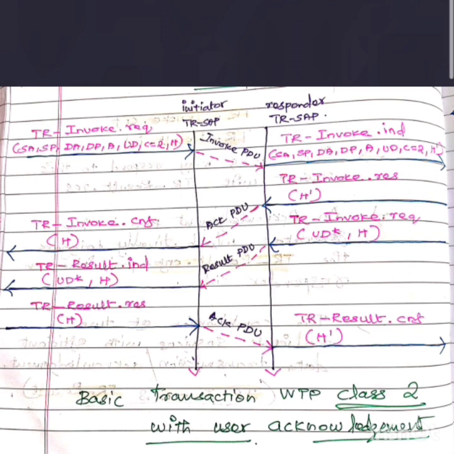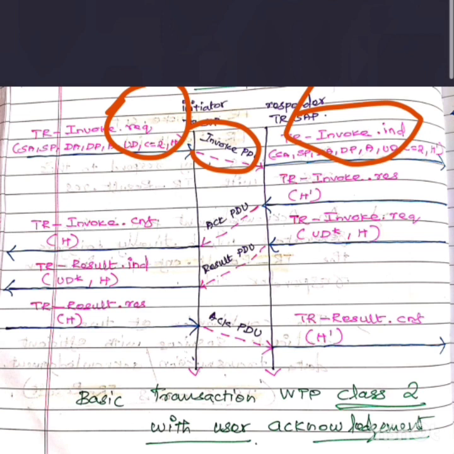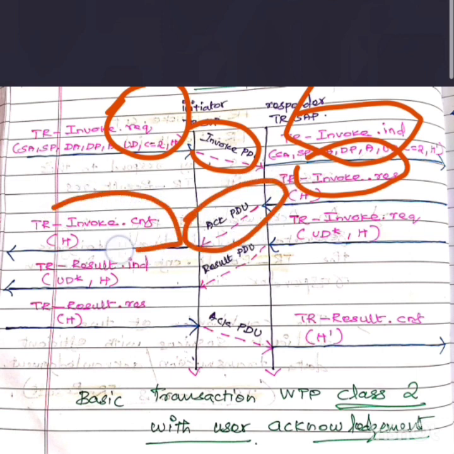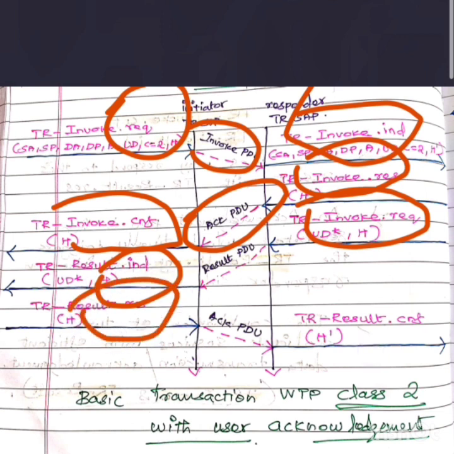In the second type, with the user acknowledgement, it first generates an acknowledgement to the request, then requests the result message. First, on the initiator side, it generates a request through the invoke PDU. It indicates the request to the responder side. Then the responder side user responds to the request message through the acknowledgement PDU, it confirms, then the user automatically gives the request for the result message. It also indicates to the sender side, then it responds with the result message to the responder side through the acknowledgement PDU.